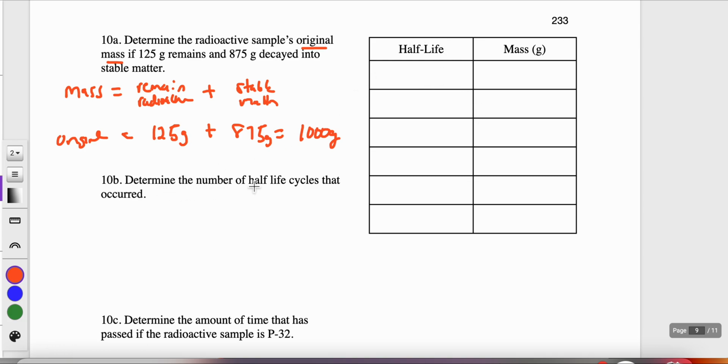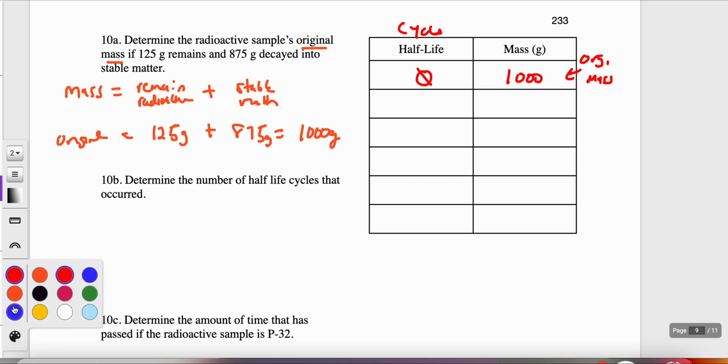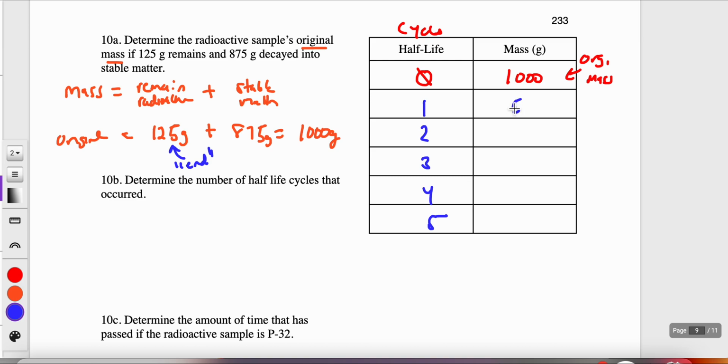We have to now determine the number of half-life cycles that have occurred. So when we fill out this chart for the cycles, we start with cycle 0, and we want the original mass, which is 1,000. We just number the cycles until we get to the ending mass. Well, the mass that remains, this is still what's radioactive, so this would be the end mass that we want to get to. So 1,000 is cut in half to 500.